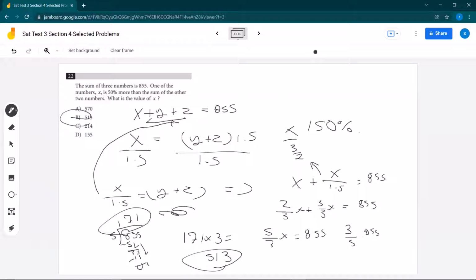Again, all we're doing in this problem, we say x plus y was equal to this, and then we say, well, okay, x is equal to 50% more than this, right? So therefore, x is equal to 150% of this. We divide both sides by this to get y plus z isolated. Once we find y plus z in terms of x, then we just get the single step equation, and we can find our answer here. So once again, the answer is B.